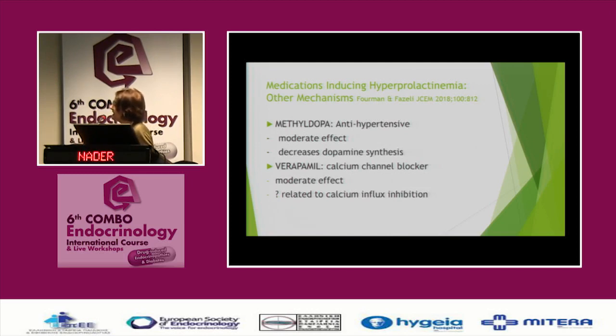In addition, methyl-dopa has a moderate effect on increasing prolactin. It decreases dopamine synthesis. I've seen this on several occasions in obese, hypertensive women who are trying to get pregnant. They're told they can't take ACE inhibitors or ARBs, so they take methyl-dopa, and they have a high prolactin. Verapamil, a calcium channel blocker, has a moderate effect, possibly related to calcium influx inhibition. I have not actually seen a case of that, but I've certainly seen several of methyl-dopa.